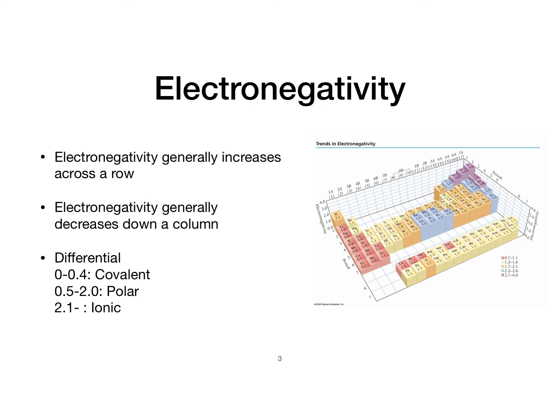So the electronegativity trend is this. We see that it increases as you go this way, and it's going to decrease as you go this way. And it's important to note that the differential of 0 to 0.4, this is basically the chi1 minus chi2, where chi is the electronegativity. So whether it is covalent or polar can be calculated using this. So we can use these numbers to determine how polar or how nonpolar something is.